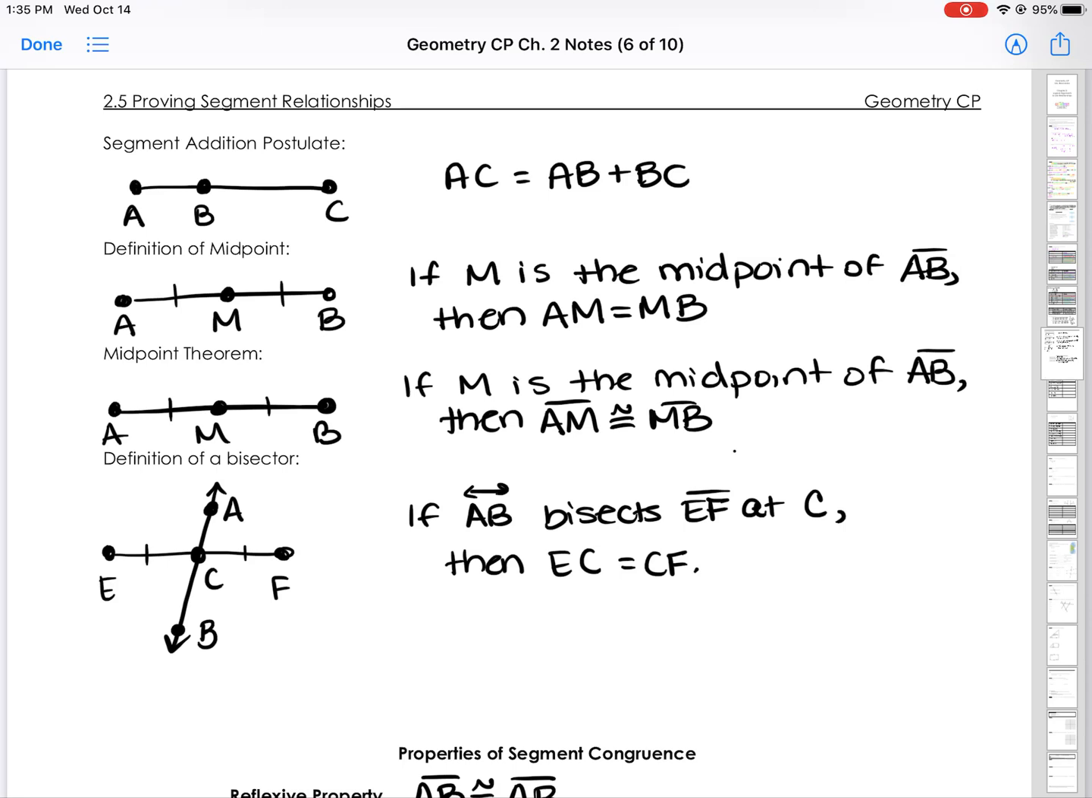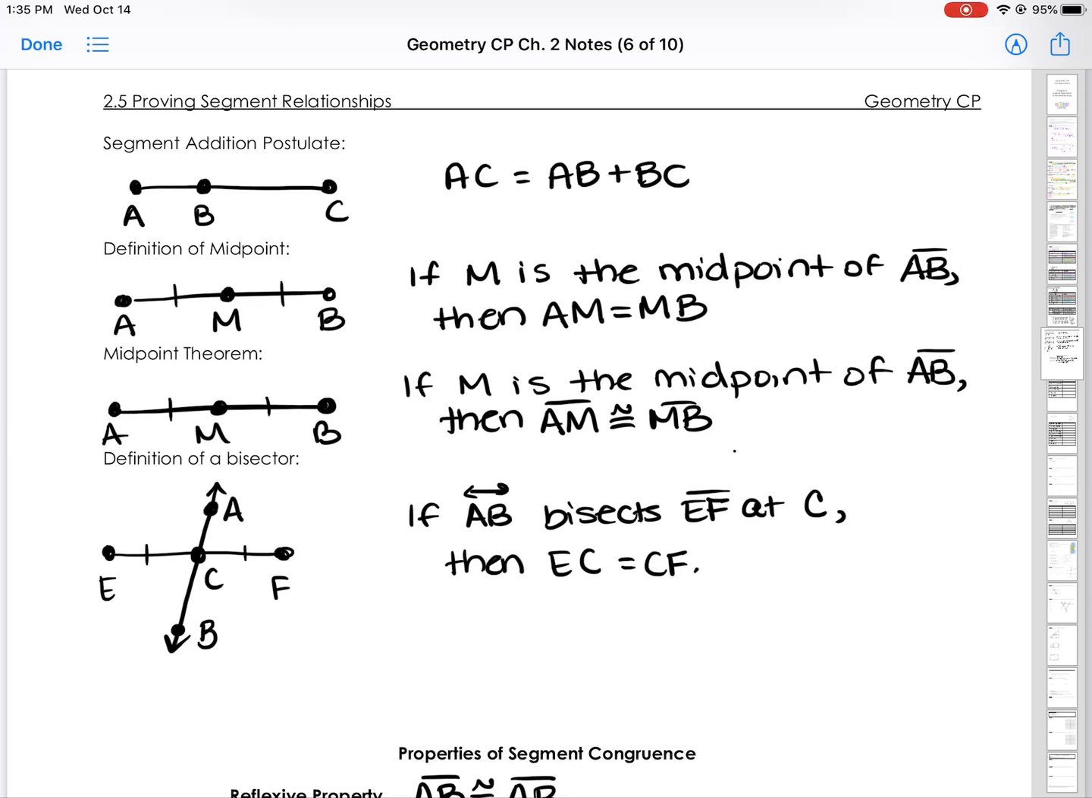2.5, proving segment relationships. First, we have the segment addition postulate, and what this means is that if I add two segments together, they make up a larger segment. So if I were to add segment AB to segment BC, it would make the entire segment AC.